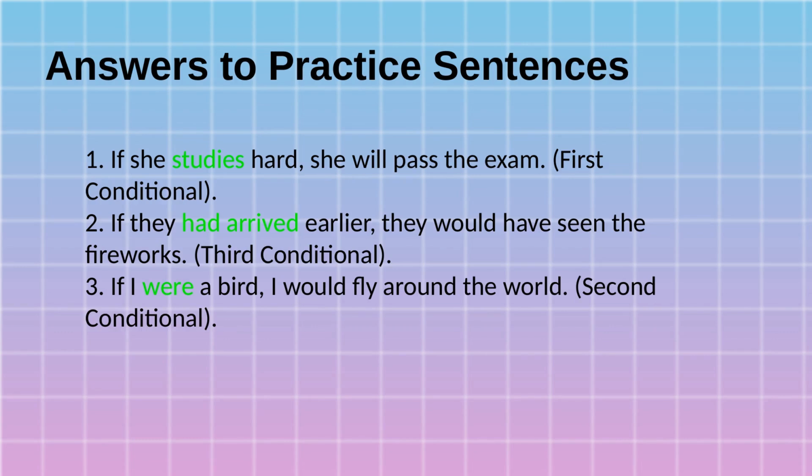Now, let's go over the answers. The answer for the first one is, if she studies hard, she will pass the exam. First conditional. The answer for the second one is, if they had arrived earlier, they would have seen the fireworks. Third conditional. The answer for the third one is, if I were a bird, I would fly around the world. Second conditional. Great job. Let's wrap up with a quick recap.